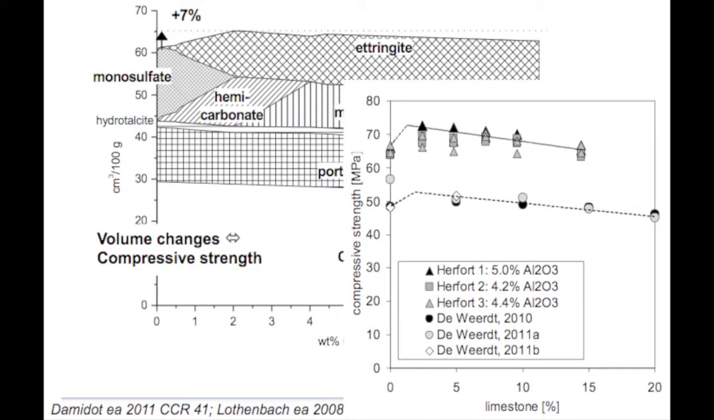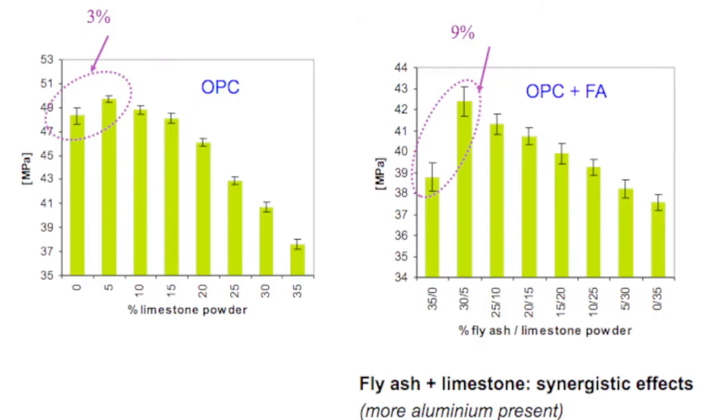You've seen a similar picture before this morning from Thomas. We have this maximum here calculated in volume, and this relates to a maximum in compressive strength. Most of this data is actually by Duncan Herfort, who sits up front. And we can even increase this effect, for instance, if we mix together OPC and fly ash.